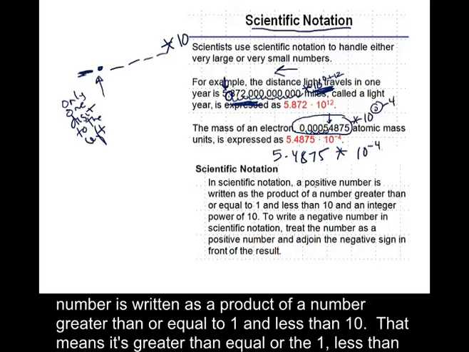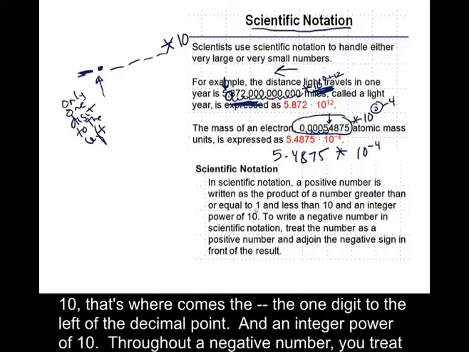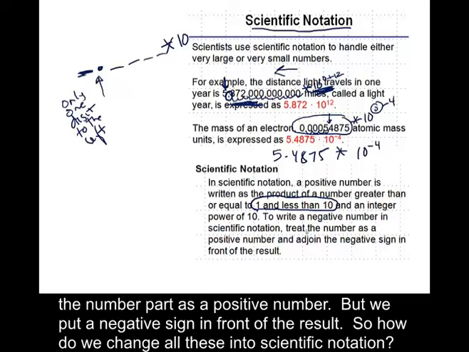In scientific notation, a positive number is written as a product of a number greater than or equal to 1 and less than 10. That's where the one digit to the left of the decimal point comes from, and an integer power of 10. To write a negative number, you treat the number part as a positive number, but we put a negative sign in front of the result.